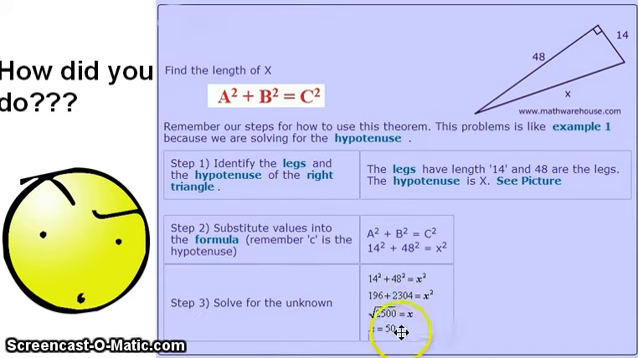Equals x squared. The square root of 2,500 equals x in this case. In this case, it happens to be a nice round number. It equals 50. We were kind to you this time with the sample. So the length of the hypotenuse is 50.